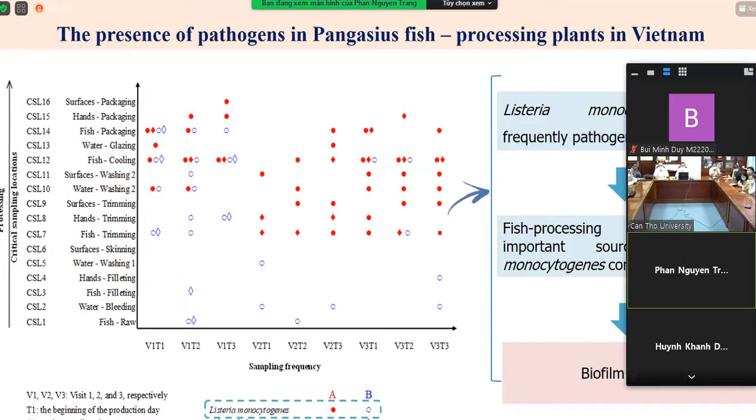Obviously, Listeria monocytogenes is the most frequently detected pathogen in both companies. Look at company A. We couldn't find Listeria in raw fish, but it was still found at the middle processing steps. Hence, it is assumed that the processing environment inside the company may be an important source of Listeria contamination. One of the reasons for the problem is biofilm formation.